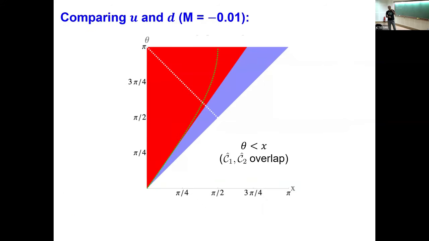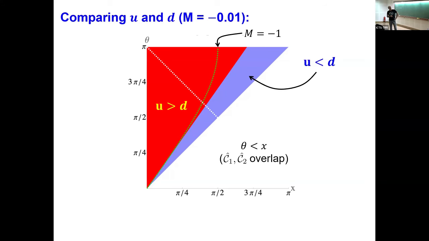So let's compare the disconnected phase with the U phase. And so you'll get a picture that looks something like this. When we're in the bottom, this white region, then X is actually greater than theta. In that case, the two regions are overlapping and we're not interested. In the upper half here, then the two regions are disconnected. And in the red region, that's where the disconnected phase dominates, and the blue region is where the connected phase or the U phase dominates. And that's what that says.